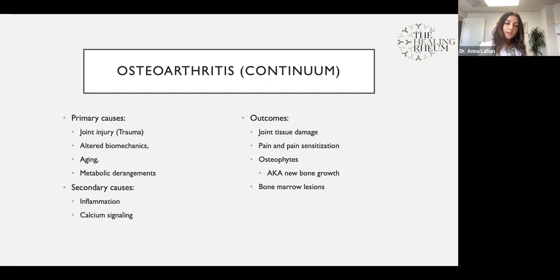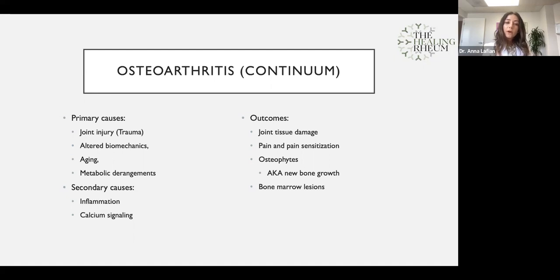As far as secondary causes, at least when we were taught years ago, we were taught that osteoarthritis was a disease that was not inflammatory. It wasn't a traditional inflammatory arthritis. You juxtapose that to something like rheumatoid arthritis, which is very inflammatory. It's immune system mediated, and the joints become inflamed, become swollen, right?